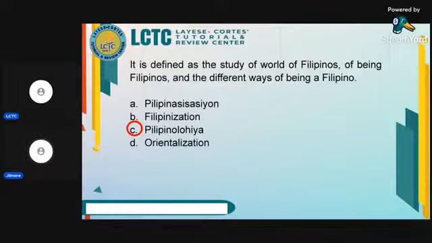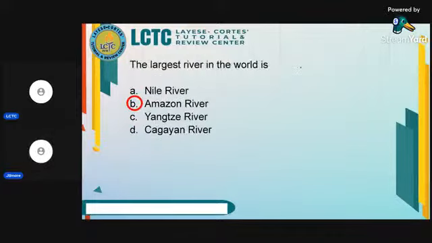Study of the world of Filipinos and being Filipinos and the different ways of becoming a Filipino, Filipinolohiya. Okay. That's our counterpart of Western philosophies, Filipinolohiya. It was Prospero Covar who coined the word Filipinolohiya. Okay.